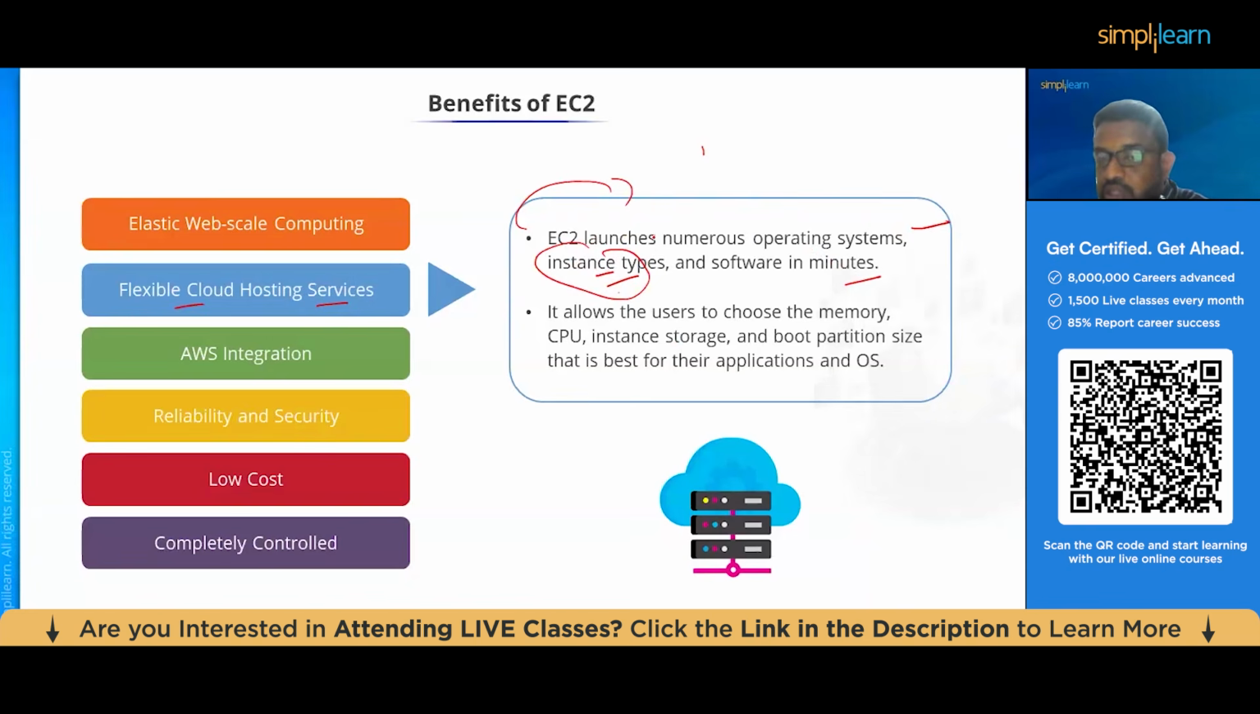Right now, we have different types of instances like general purpose instance, compute instance type, storage instance type, and accelerated computing instance type. There are multiple different types of instances available. And if you want to install software, that is also possible. Within a minute, you can install it on your EC2 machine. It also allows the user to choose the memory, CPU, instance storage, and boot partition size that is best for the application and operating system.